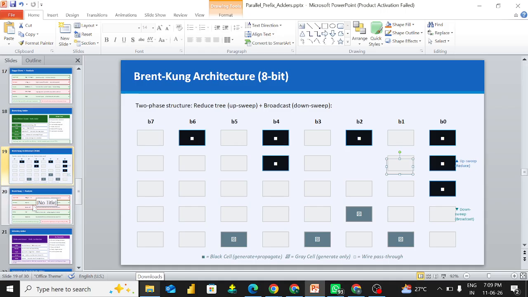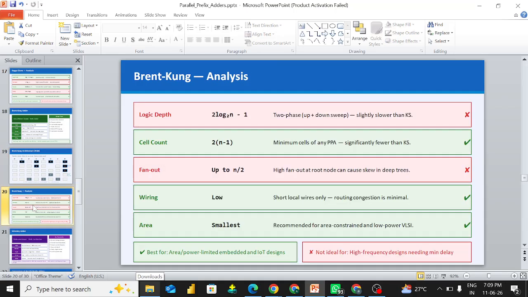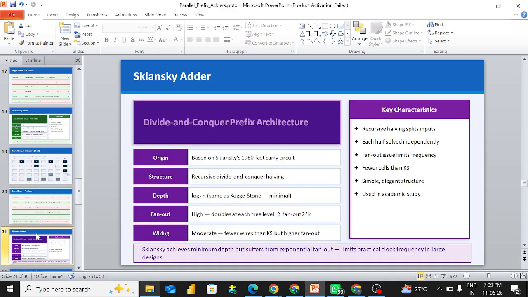So just think for a Brent-Kung adder, it takes less area, and the power also is less, but speed is not the fastest. It has moderate speed, okay. So next, going to the Ladner-Fischer adder.